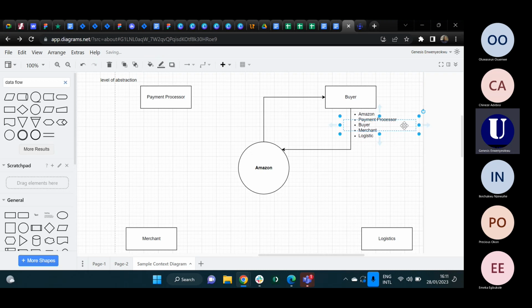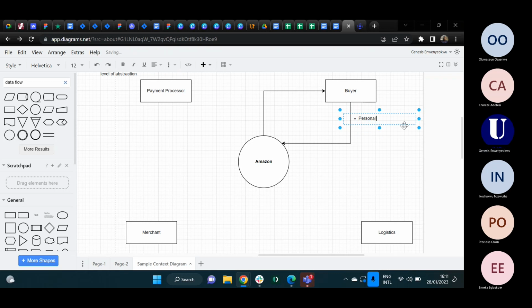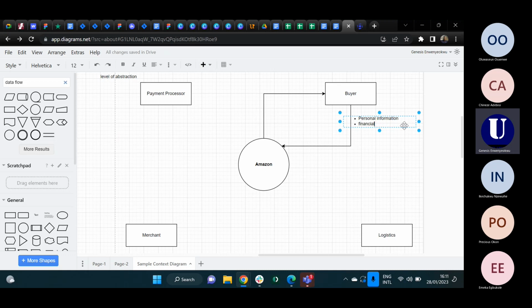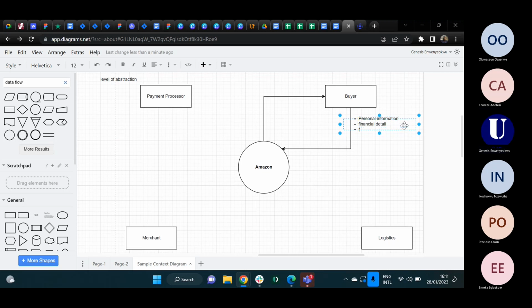Things like the personal information, right? Which they are going to use to log in, right? So things like personal information, things like their financial detail, that is their card information, right? So things like reviews. When you finish buying, you can rate and review the item or your buyer experience. So things like personal information used to create the account are the things that the buyer would provide to Amazon, right?